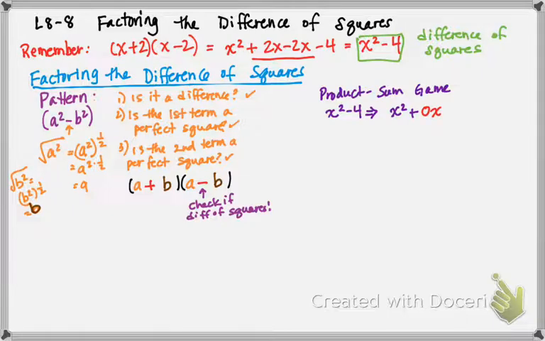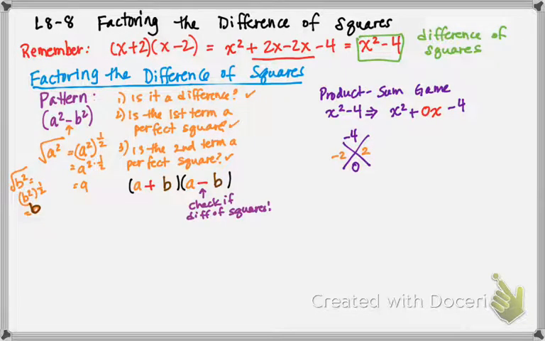Okay, so that's what goes on there. And then I have minus 4. And then what I'm going to do is play the game. So product is going to be a negative 4. Sum is going to equal 0. So what are two numbers that multiply to give me negative 4, but add to give me 0? Well, the factors of 4 are 2 and negative 2. And so those are what I'm going to put here.